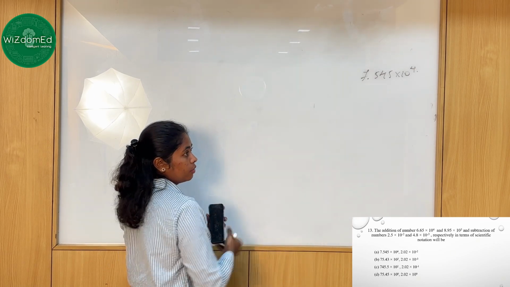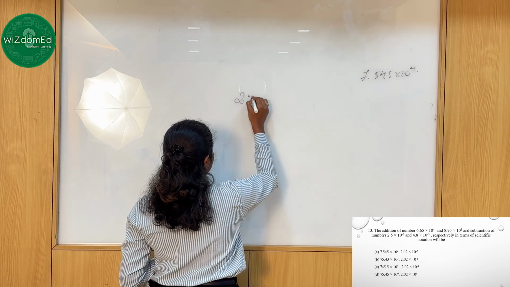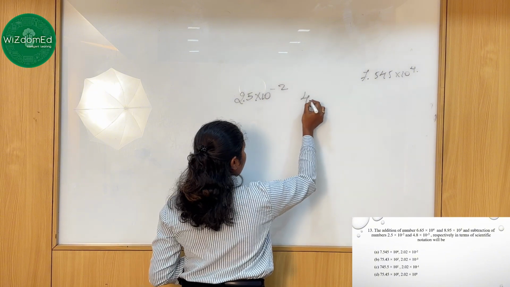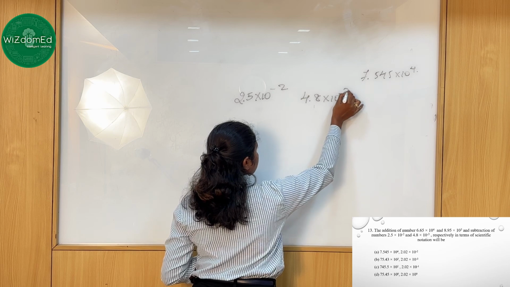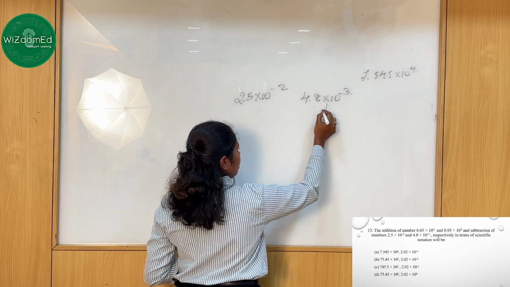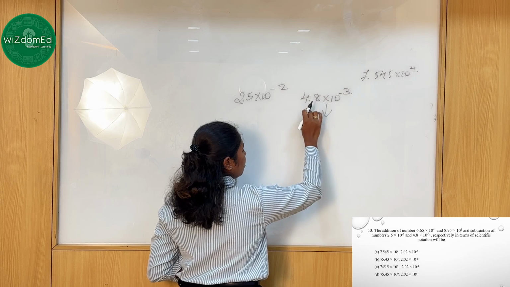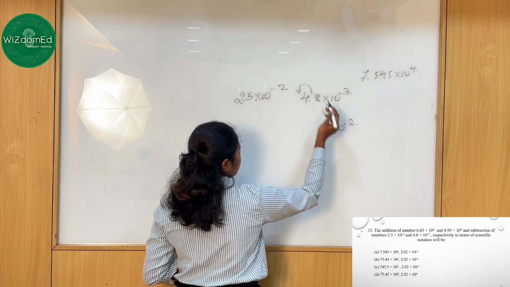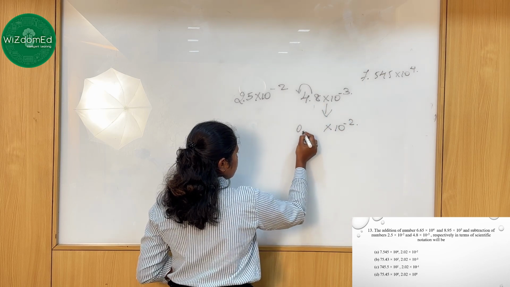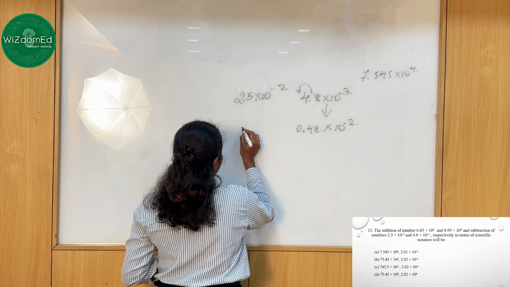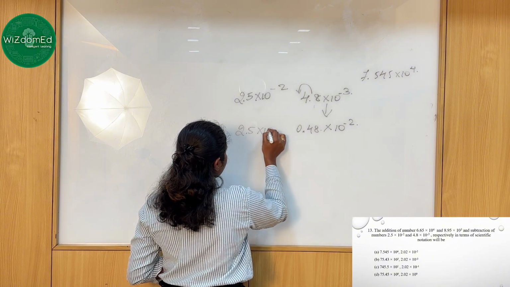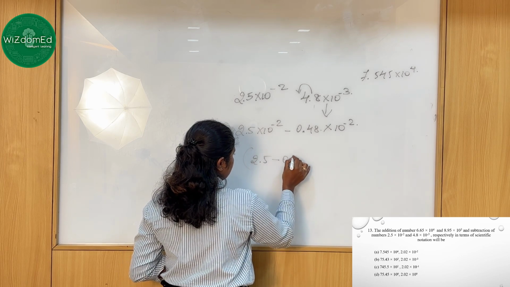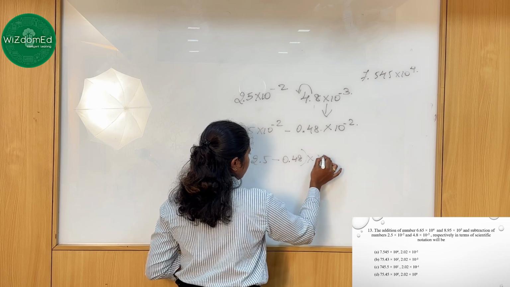For subtraction, we have the values 2.5 into 10 raised to power minus 2, and 4.8 into 10 raised to power minus 3. Here, the same way, I am going to convert this minus 3 to minus 2. When converting from minus 3 to minus 2, we are supposed to shift the point from the right hand side to left hand side. So it is going to become 0.48, and this is 2.5 into 10 raised to power minus 2. Upon subtraction, it is going to become 2.5 minus 0.48 into 10 raised to power minus 2.